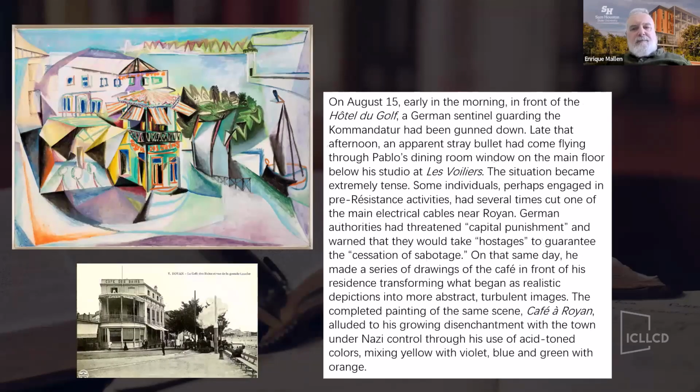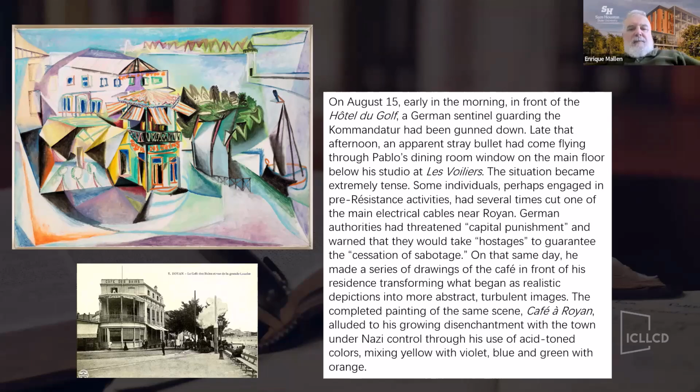On August 15th, early in the morning, in front of the Hotel du Golf, a German sentinel guarding the Kommandantur had been gunned down. Late that afternoon, an apparent stray bullet had come flying through Pablo's dining room window on the main floor below his studio. The situation became extremely tense. Some individuals, perhaps engaged in pre-resistance activities, had several times cut one of the main electrical cables near Royan. German authorities had threatened capital punishment and warned that they would take hostages to guarantee the cessation of sabotage.